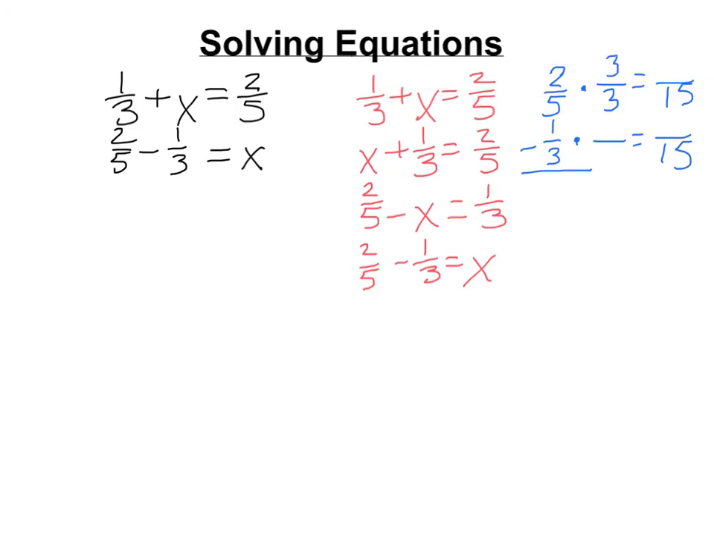2 times 3 is 6. And then on bottom, 5 times something is 15. Well, that's going to be 5. So this is 5/5. And 1 times 5 is 5. Now we're ready to subtract. So 6/15 minus 5/15 is 1/15. So there's my scratch work. Come back over here to the answer. x equals 1/15.